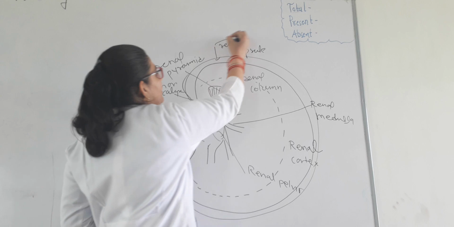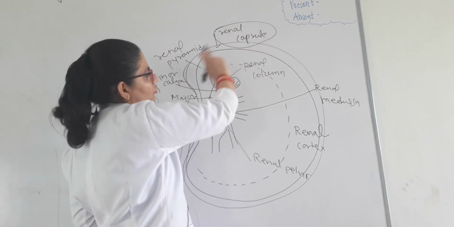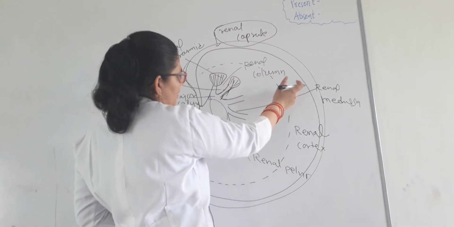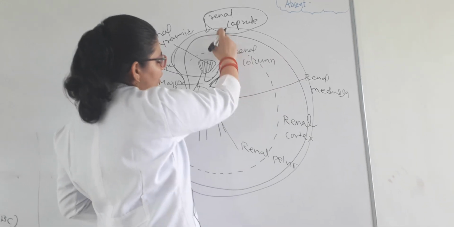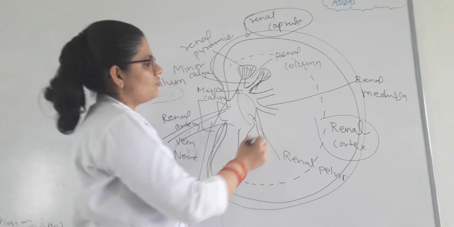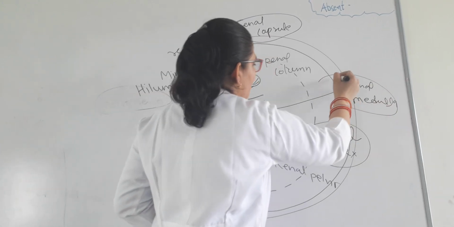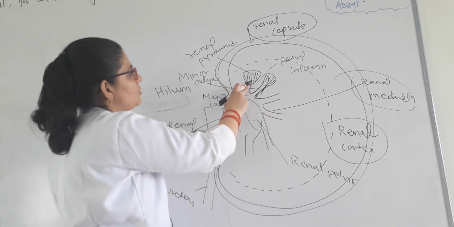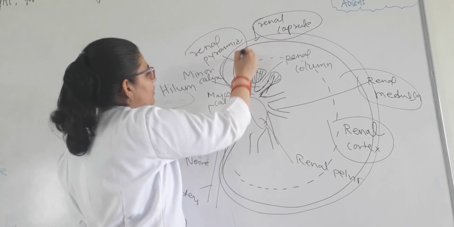First is the renal capsule, which is the outermost layer. Then this part which comes beneath the renal capsule is known as the renal cortex. After that, the middle part is known as the renal medulla. Now, the structures which are pyramids present there are known as the renal pyramids.